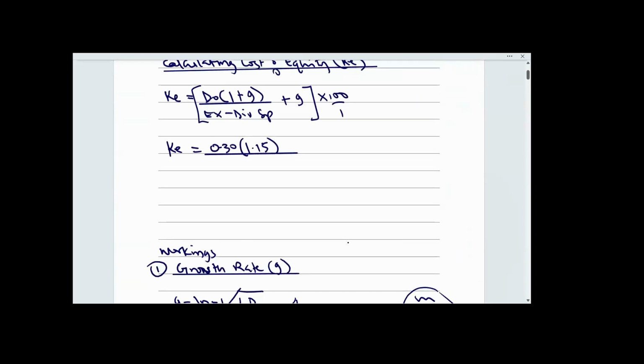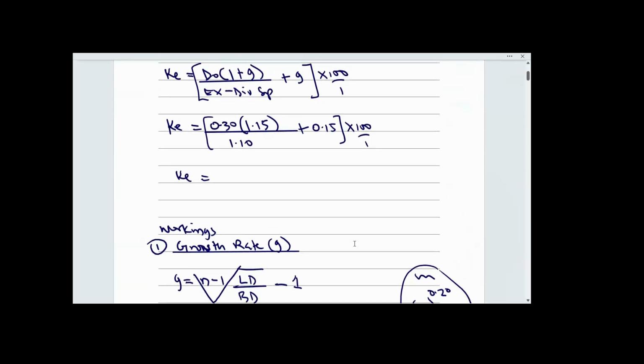So I can then proceed. I will then come here: 1.10 plus the growth rate. Growth rate is 15%. All of this multiplied by 100 over 1. A wise student should have gone ahead. Just give me the number before I ask you. What's the final answer? 0.3 multiplied by 1.15 equal, divided by 1.1 equal, plus 0.15 equal, multiplied by 100%. Give it to me, please.